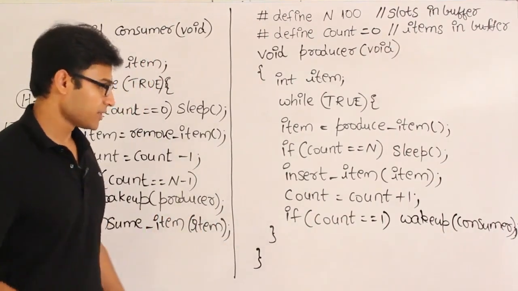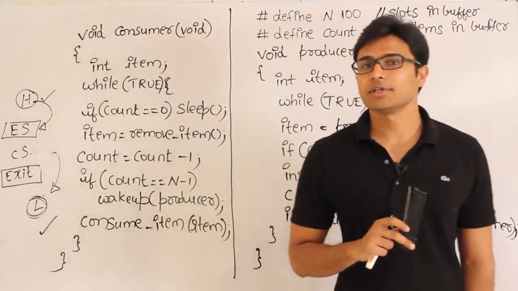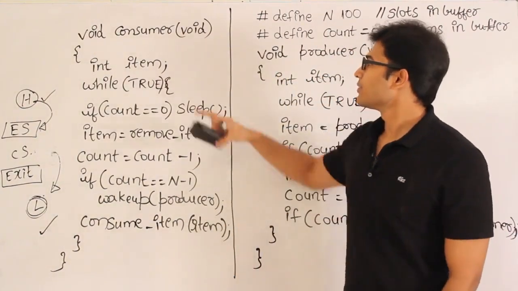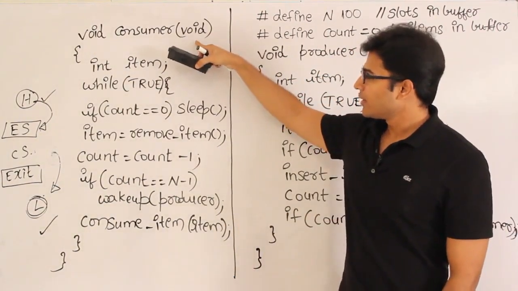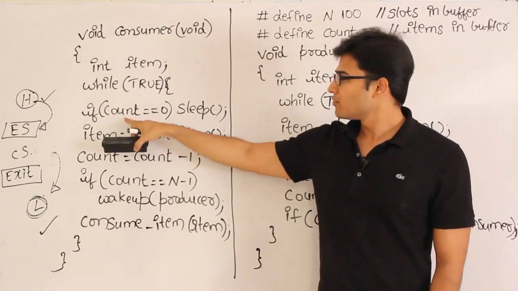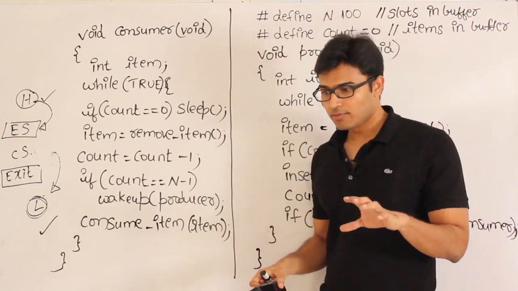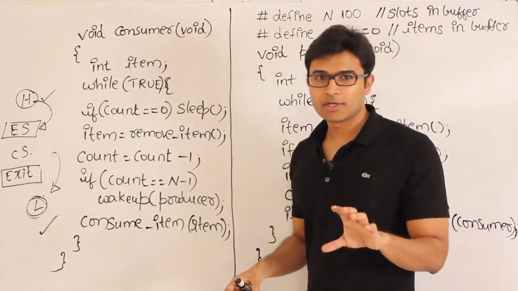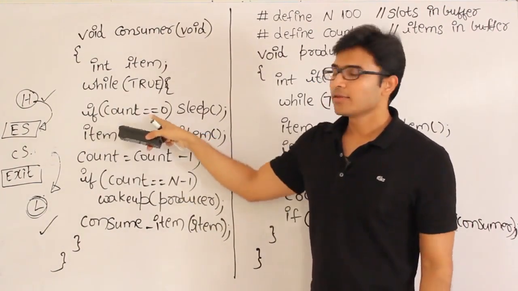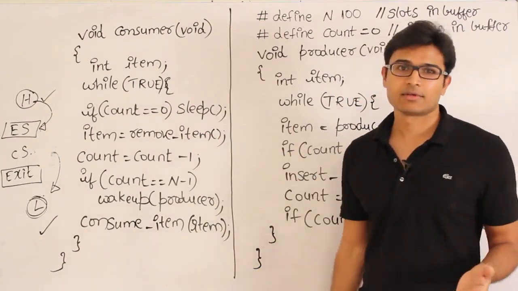But there is a problem here. If you observe this, the problem is like this. Watch it. Assume that the consumer initially has tried to access the buffer and it found out that count equals 0. Then it found out that the buffer is empty, and it has just read the value of count equal to 0 and it is about to go to sleep, right?